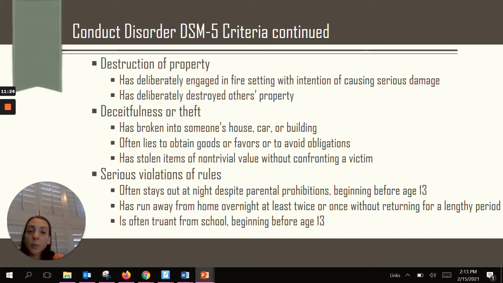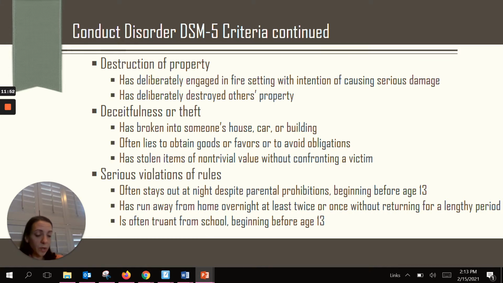Deceitfulness or theft: has broken into someone's house, car, or building. Often lies to obtain goods or favors or to avoid obligations, has stolen items of non-trivial value without confronting a victim. Serious violations of rules: often stays out at night despite parental prohibitions, beginning before age 13. Has run away from home overnight at least twice, or once without returning for a lengthy period. Is often truant from school, beginning before age 13.